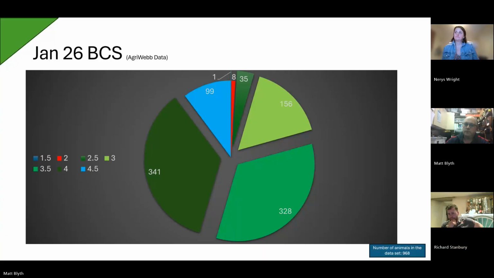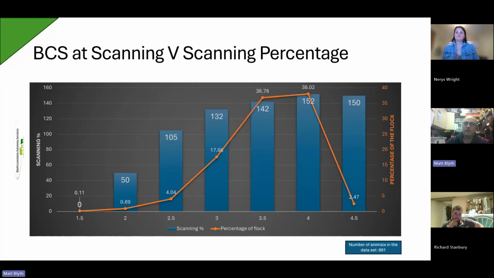So here's your body condition scores at scanning. You can see we had 38% of the flock at your 4, and they gave you 152%. You can see once we got above a 3.5, we gained 10% on the scanning percentage, which is basically a quarter, 40% of the flock in those two brackets. These at 2 and 2.5, I haven't put my hand on them because I remember the ones we did, Richard. I think there was only literally single numbers at 2.5.